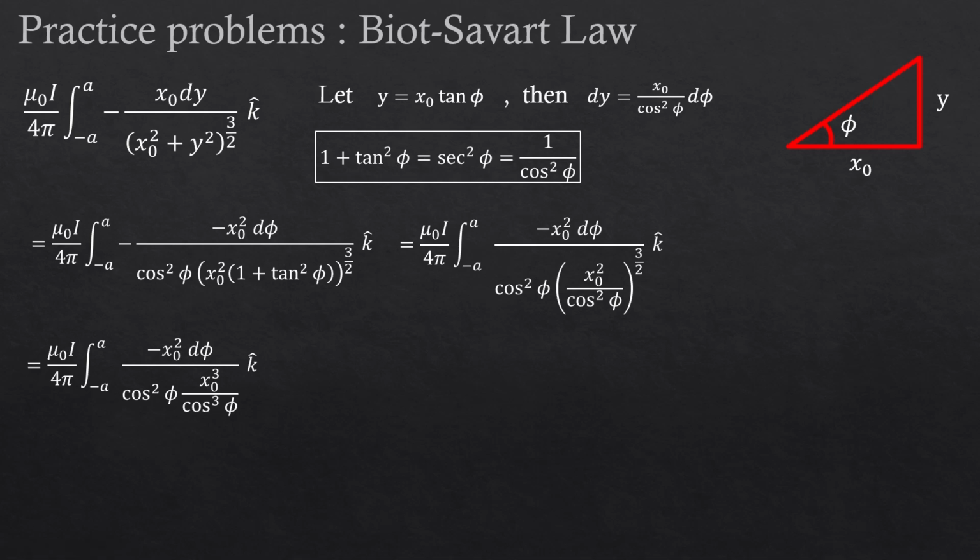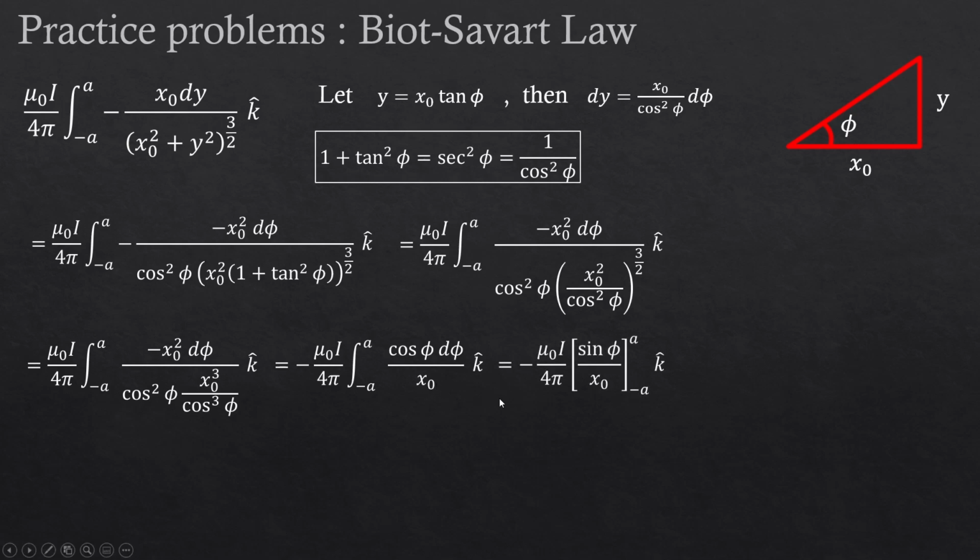Then by canceling the terms, we'll get this. I just took the negative sign out of the integral. Maybe I could have taken out this x naught too. But finally, you guys can integrate this, right? It's just sine phi. Now let's talk about this sine phi. Look at this triangle that I mentioned. Sine phi is opposite over hypotenuse, so it should be equivalent to y over square root of x naught squared plus y squared.